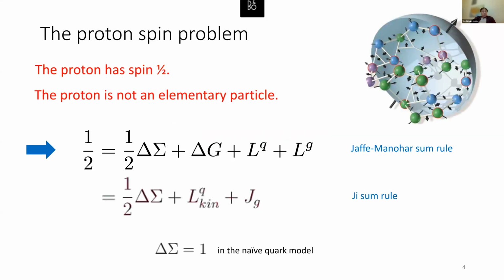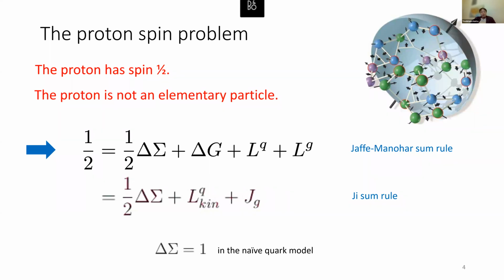So let me start with longitudinal spin polarization. So here's the proton spin problem. We have 2 basic facts about the proton. We know that the proton has a spin 1/2. It's a fermion. And also, at the same time, the proton is not an elementary particle. So from these 2 facts, we immediately conclude that the spin of the proton 1/2 is ultimately decomposed into the helicity and orbital angular momentum of quarks and gluons.